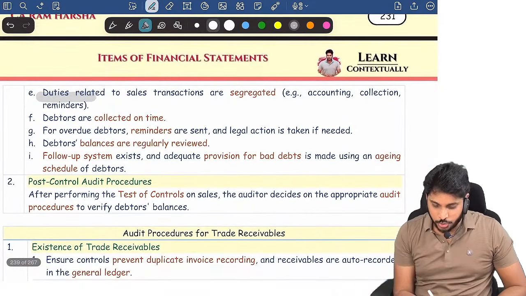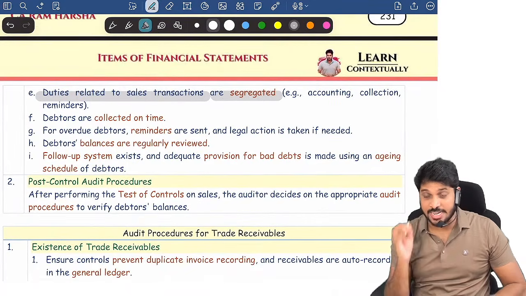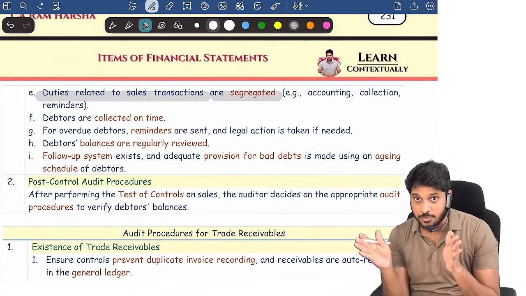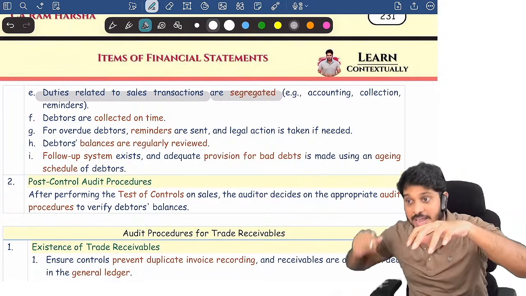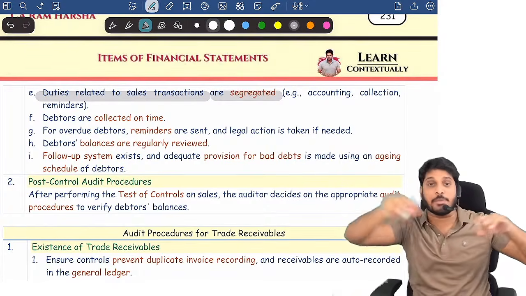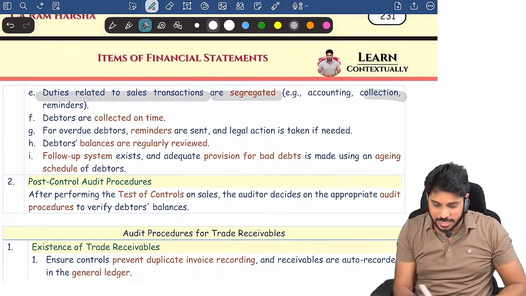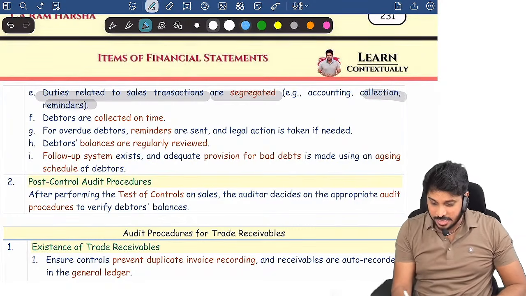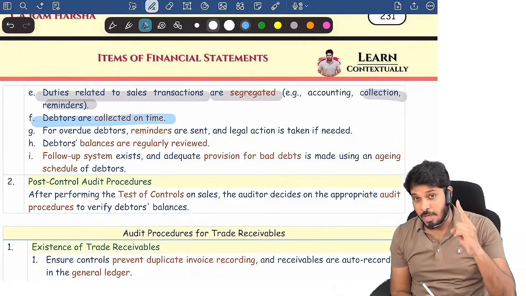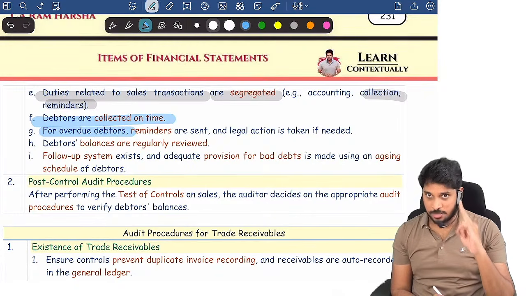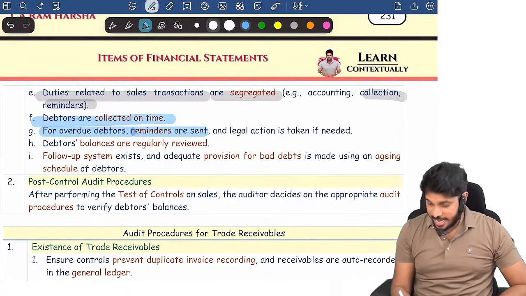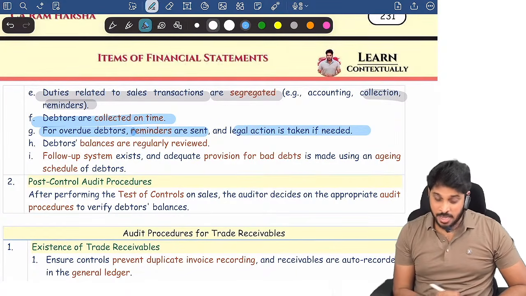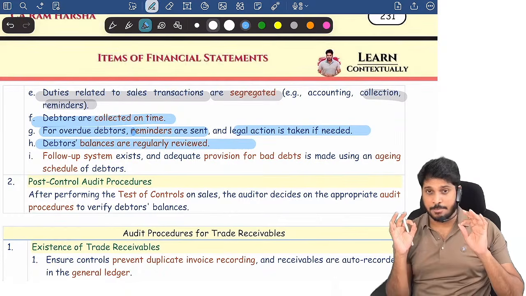Then duties related to sale transactions are segregated. See that segregation of duties is there with respect to sales, like sales order receiving, the goods dispatching department, collection people, and accounting people, all being different. Accounting, collection, reminders, everything. And see that debtors are collected on time. If there is any overdue customer, the company should have a process of sending reminders, taking legal action, and debtor balances are reviewed by the company regularly.